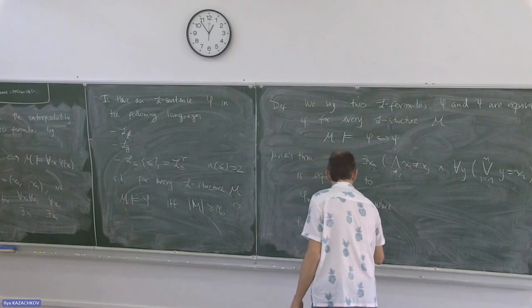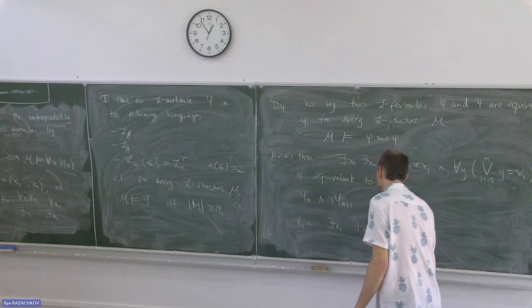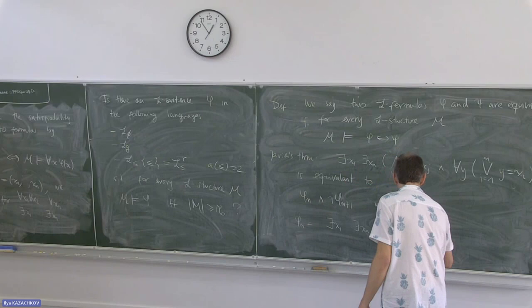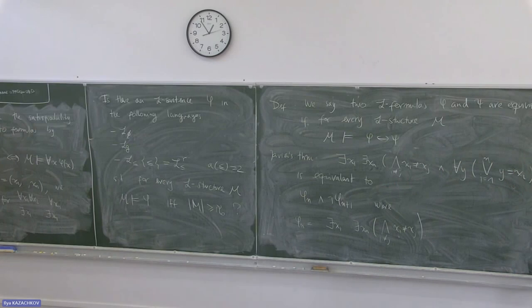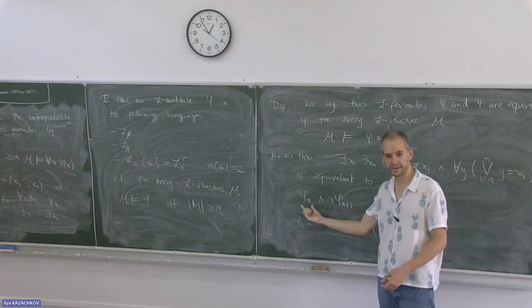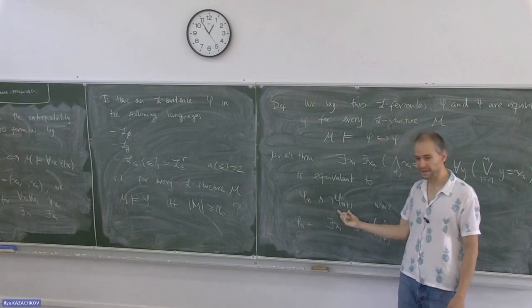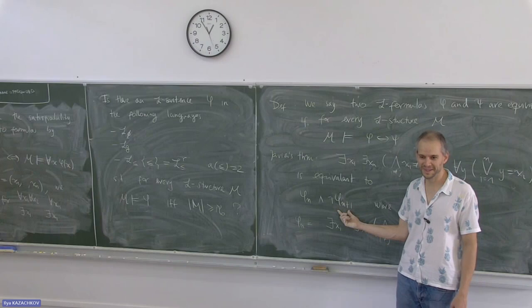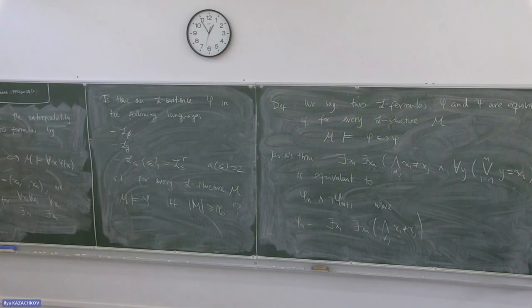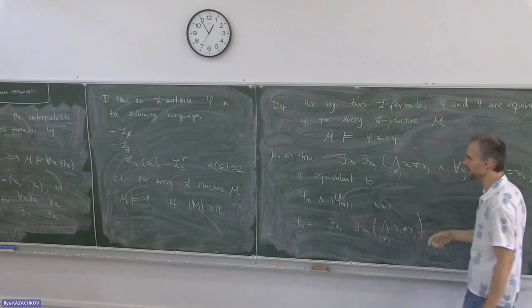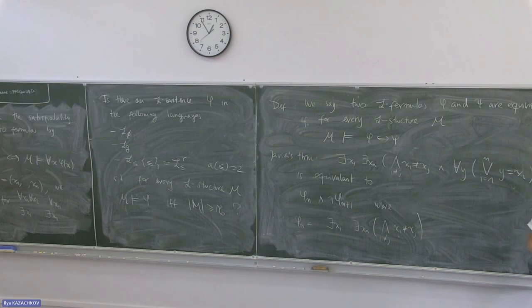There exists x1 through xn such that xi is different than xj, for i and j different, right? This is totally simple. This formula is saying that you have at least n elements, and this is saying that you don't have n plus 1 elements, so you need to have exactly n. So these two formulas, even if they're different as formulas, are still equivalent in any L structure.